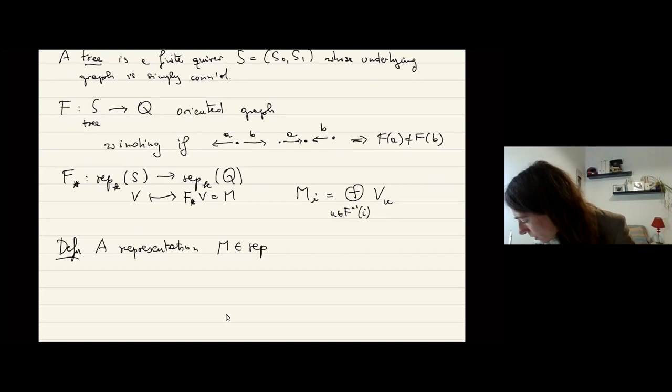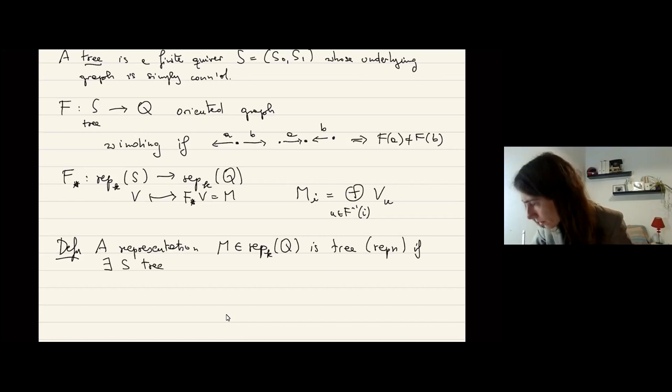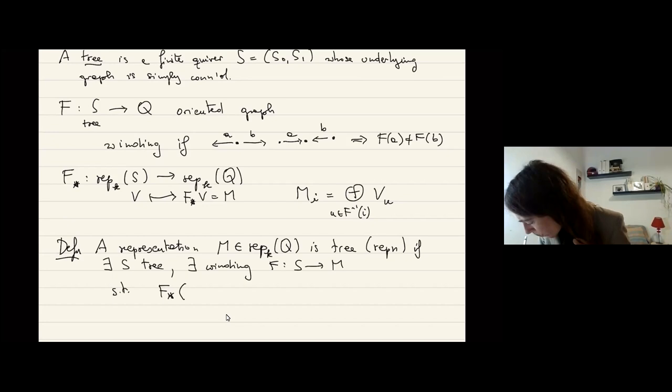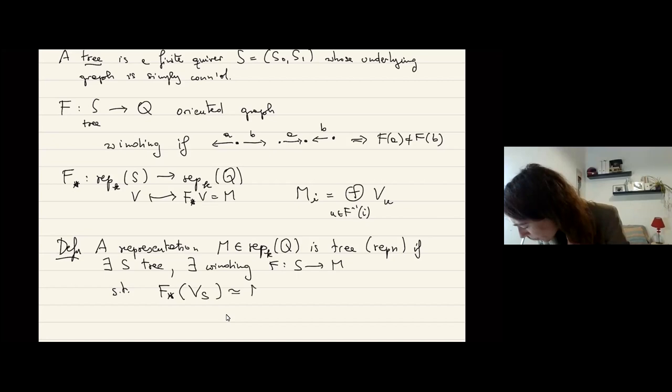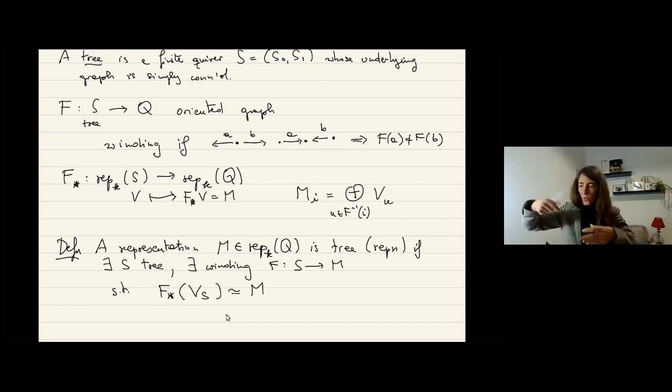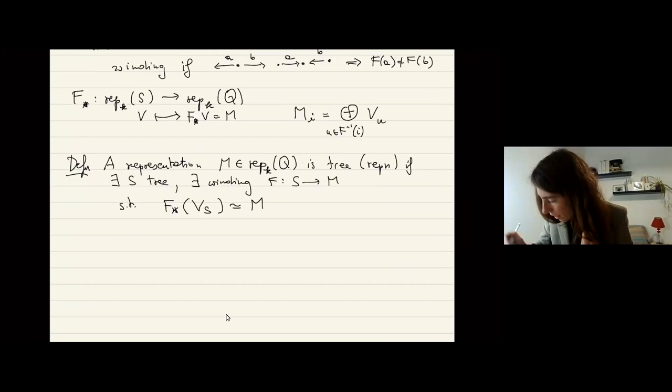So a representation M of Q is said to be a tree representation if there exists a tree S and a winding F from S to Q such that when I push down the boring representation of S, it is isomorphic to M. I remember the boring representation was just the field, a one-dimensional vector space on every vertex, and identity maps among them. So that's a tree representation. Graphically, let us imagine that our Q, for example, is a loop.